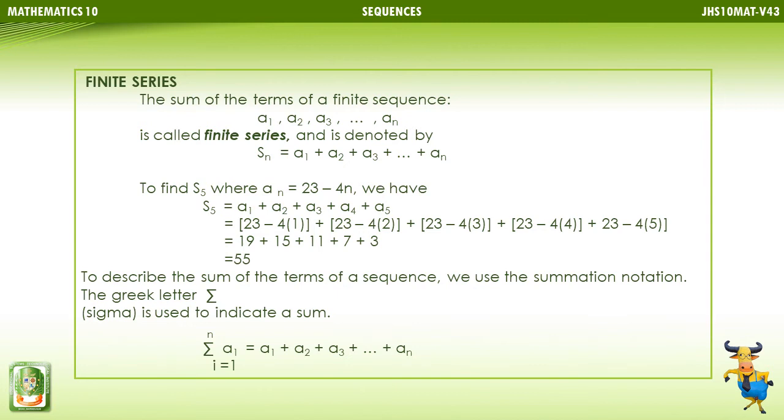To describe the sum of the terms of a sequence, we use summation notation. The Greek letter sigma is used to indicate the sum. The summation from k equals 1 to n of a sub k equals a sub 1 plus a sub 2 plus a sub 3 plus up to a sub n.